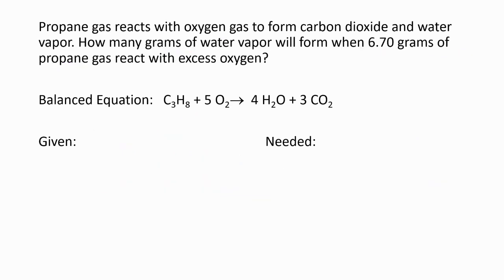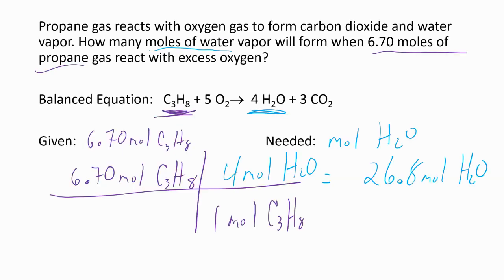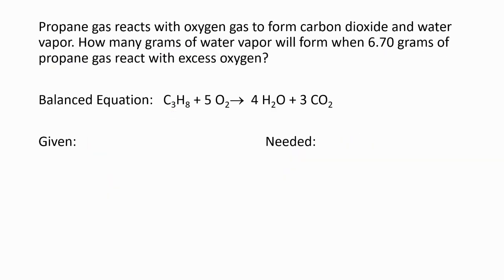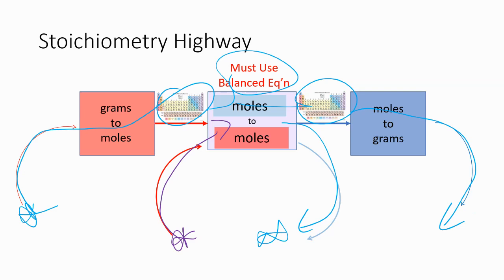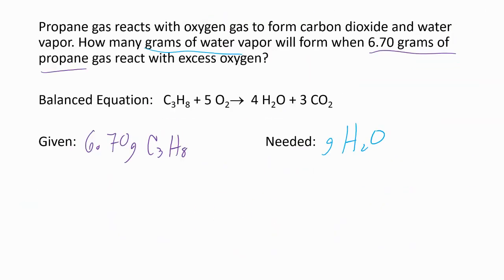All right. So now we're going to do it again. Look what we're doing. What words are changing? We've changed the word moles to grams. So this is going to be a lot harder now. We're going to start with 6.70 grams of C3H8, and we're going to go to grams of water. So on our highway, starting here, going through the periodic table, through the balanced equation, through the periodic table, and coming out there.